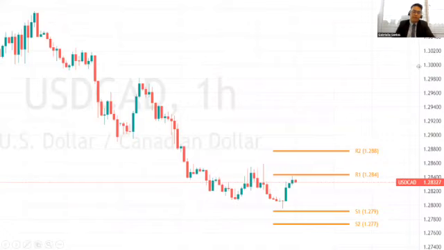And for the USD CAD, the current price during the Asian session is somewhere around the 1.2832 territory. But for today's support, we have to pay attention around 1.279, and also 1.277 for the key extension, and also for the resistance at 1.284 and 1.288, respectively.